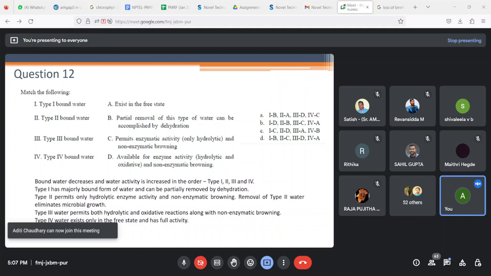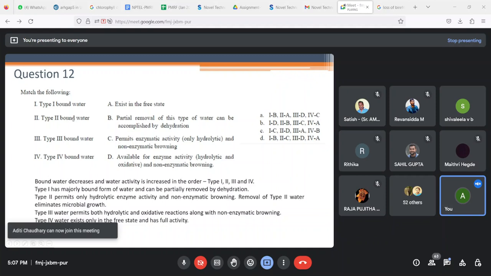Water activity is only present if your water is free and is able to move all over. If it is bound, it will have very less water activity. So type 1 bound water, since everything is bound, you will have very less water activity and it is very difficult to remove this from your food molecules as well. So 1 corresponds to B.